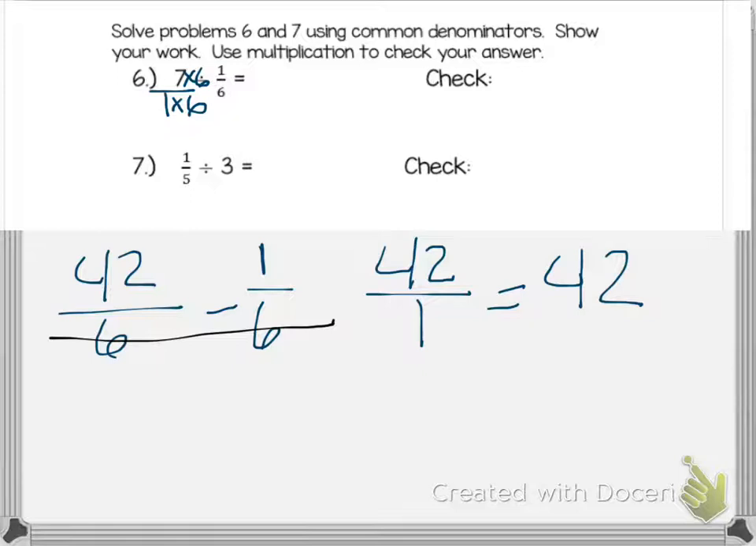Here's how we check it. We have 7 divided by 1/6. If I multiply, I have to do 7 times 6 over 1. 7 times 6 equals 42. So it checks out.